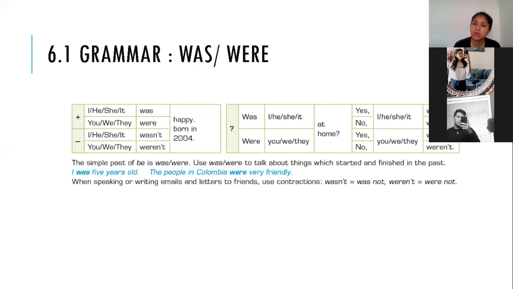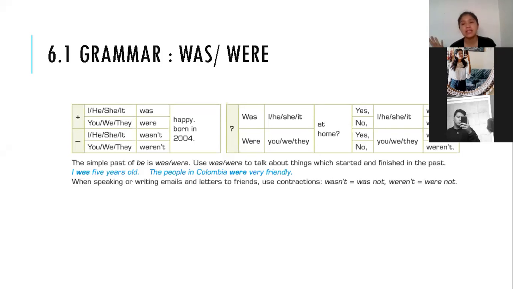And when am I going to use was? When am I going to use were? I'm going to use was with I, he, she, and it. And I'm going to use were with we, you, and they. The same happens with wasn't and weren't. I'm going to use wasn't with I, she, he, and it, and weren't with we, you, and they. For example, I was happy. You were born in 2004. He was happy. He wasn't happy. We weren't born in 2004. So this is for the affirmative and negative sentences.